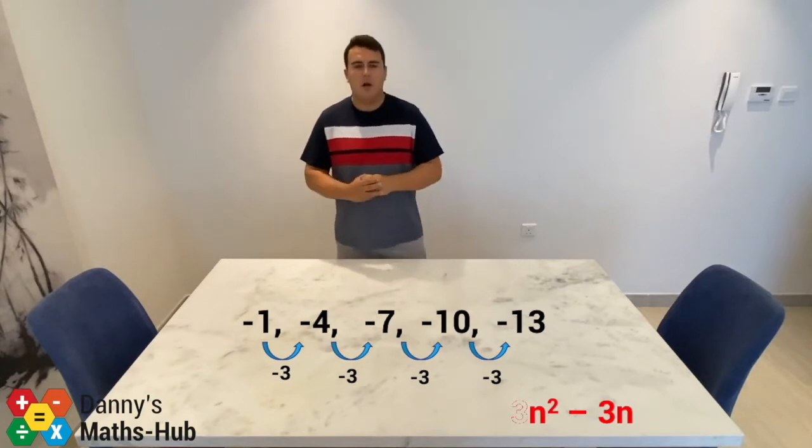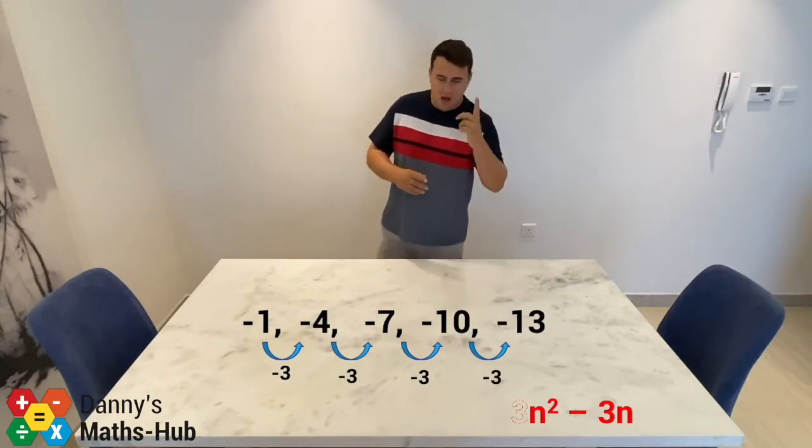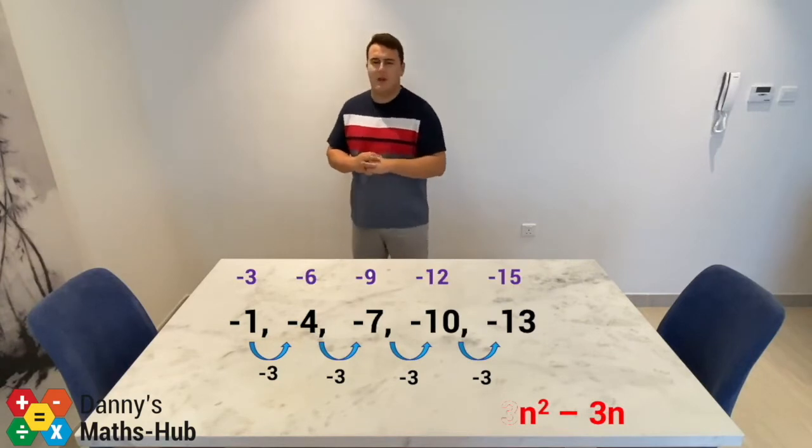So we know it's something to do with minus 3n, so I'm going to add minus 3 on there, and I'm going to add my minus 3 times table at the top here.